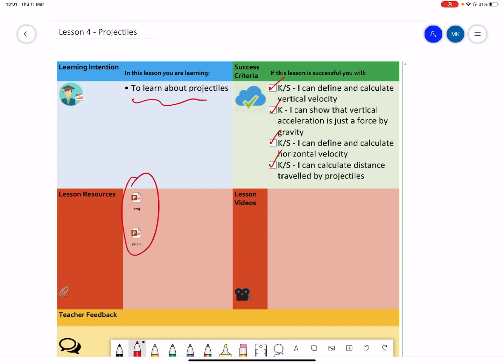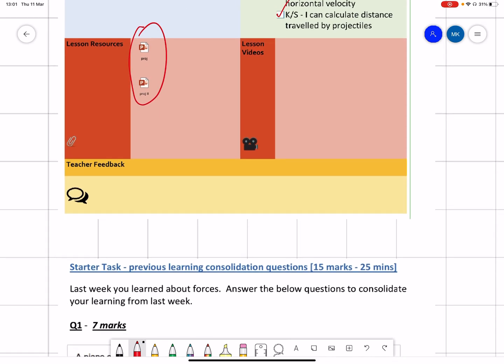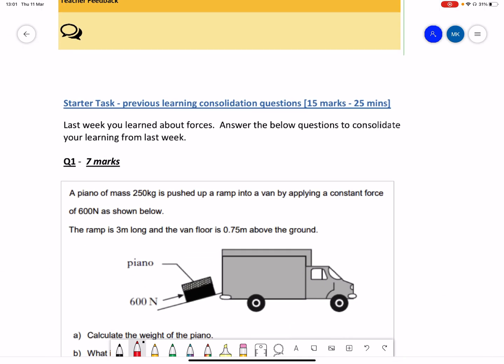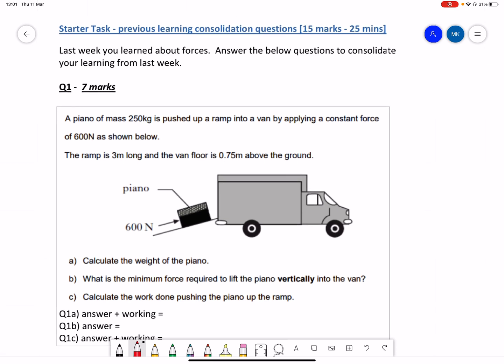As usual, the PowerPoints are in there as well. So there's a little starter task. Last week we learned about forces, so there's 15 marks worth of forces starter questions here. Please do these. It should take you about a minute and a half per mark, so around 25 minutes should be enough to be able to go through these.